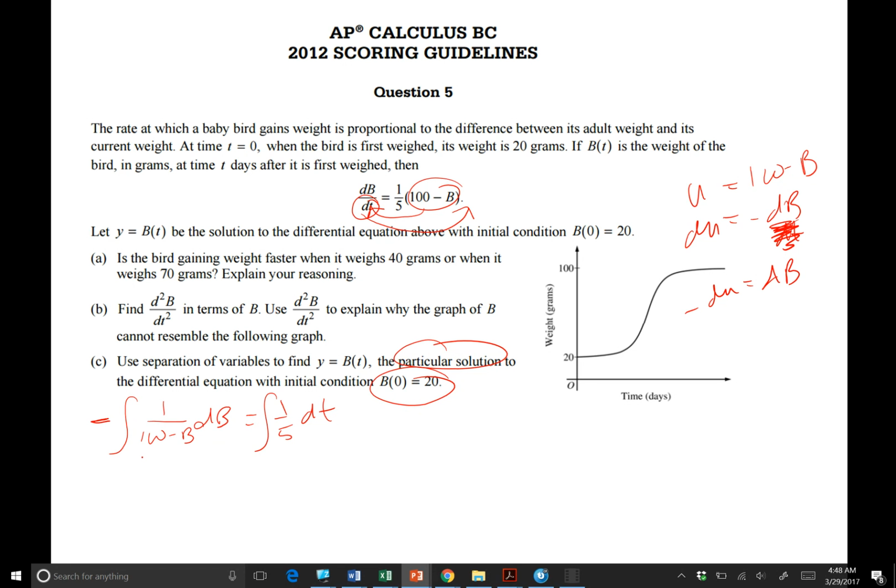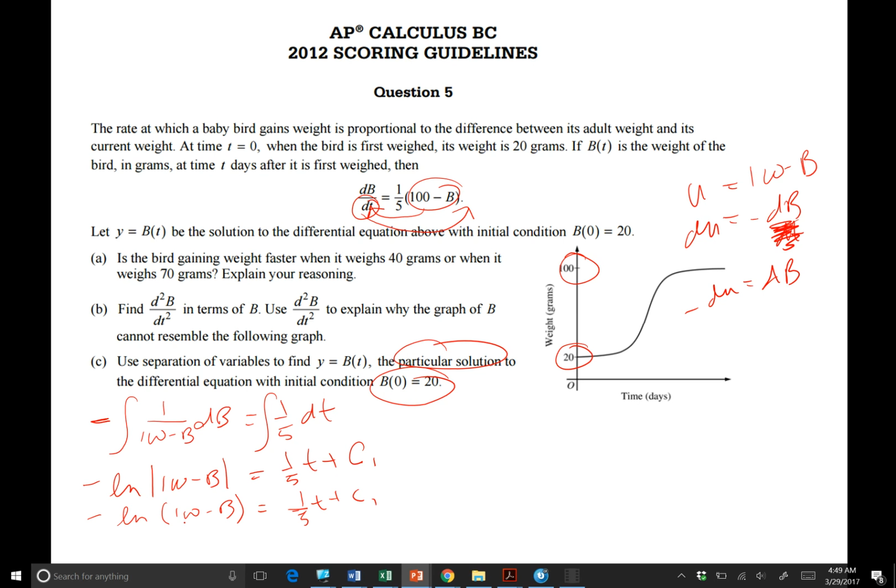All right, when we integrate 1 over something, we know we get natural log of the absolute value of 100 minus b equals 1/5 t plus, and I'm going to go with a c sub 1 for now. I can always change it to c later. Now, again, since we know that this has to be between 20 and 100, we know that that's never going to be negative, so I'm going to drop my absolute value bars. So I really have the natural log of 100 minus b equals 1/5 t plus c sub 1.